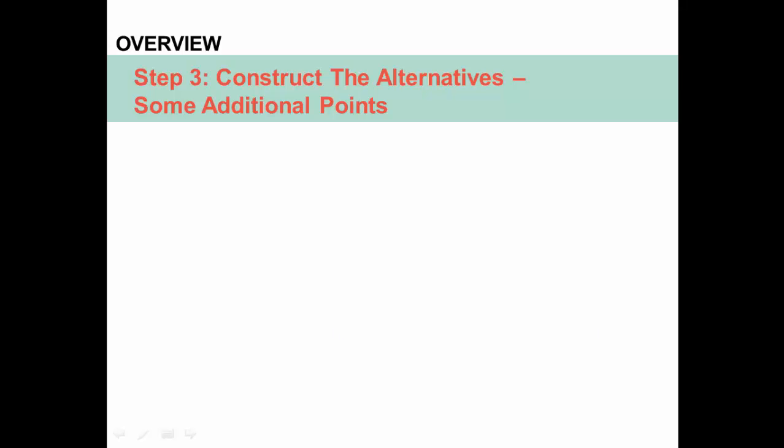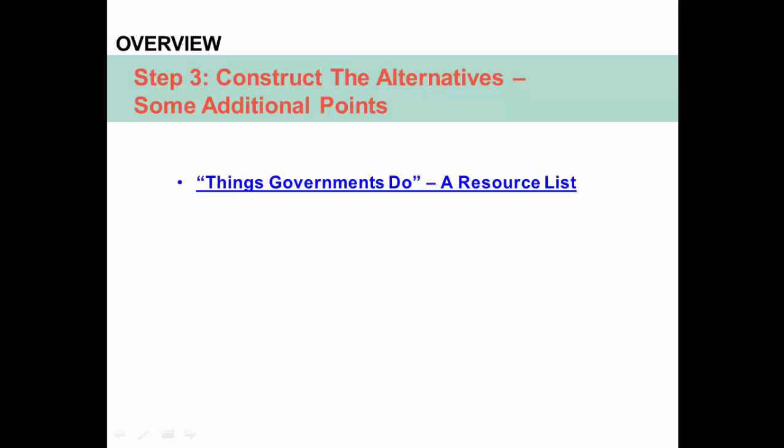This is Larry Rosenthal of the Goldman School with Step 3, Construct the Alternatives, some additional points. We'll work through two topics. First, the things governments do, a resource list that Bardak provides in Appendix B of his book.